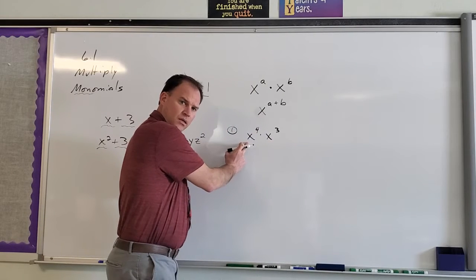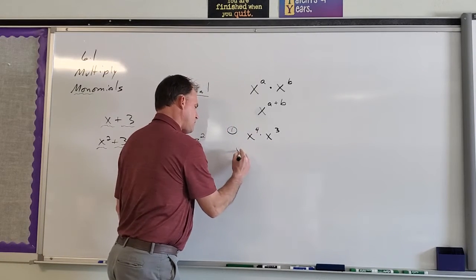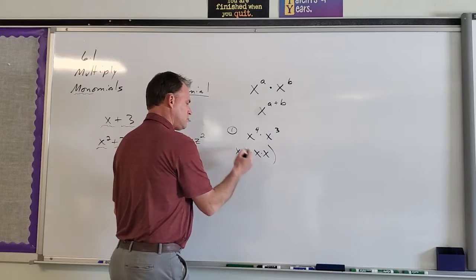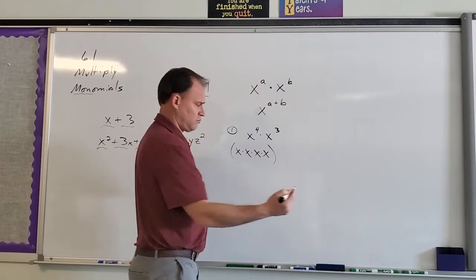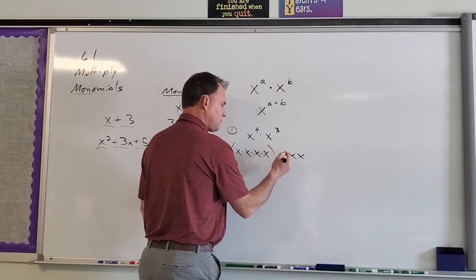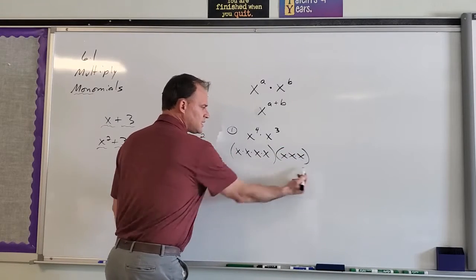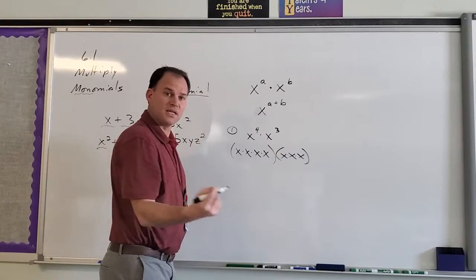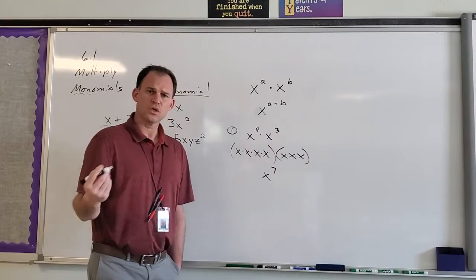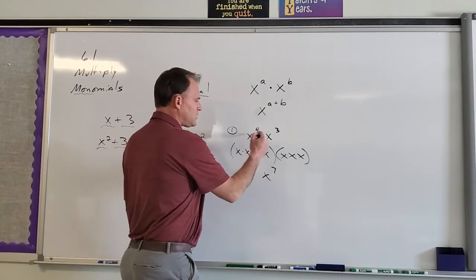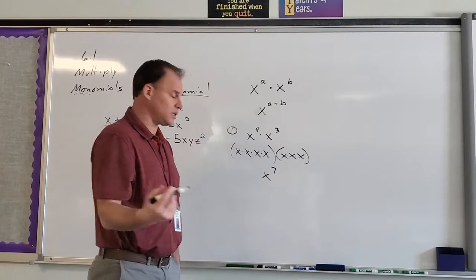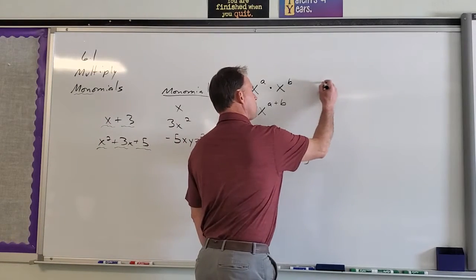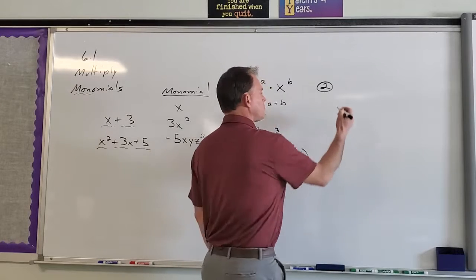What does x to the 4th mean? It means x to the 4th. There's 4 x's. Okay. What does x to the 3rd mean? There's 3 x's. Well, if I look at this, this is all just multiplication. So what I have here is 7 x's that have been multiplied all together. So that's how this little shortcut works. It allows us to just simply add the exponents together. Okay. Do this one on your own.